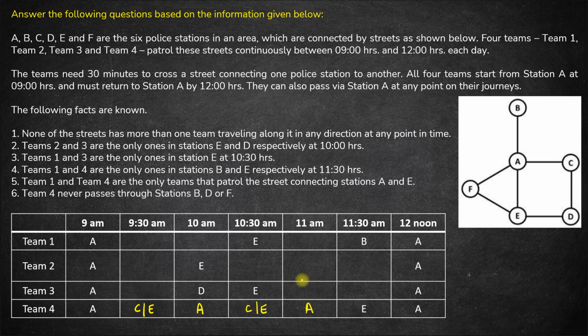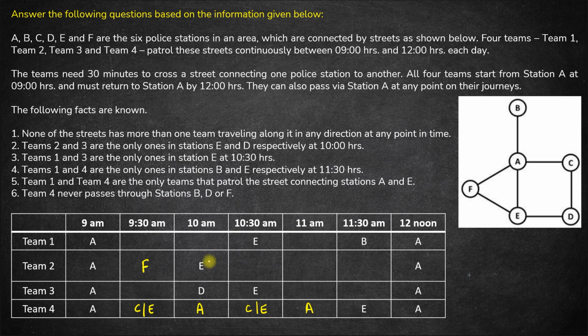Now team 2 starts from A and at 10 AM it goes to E. So it has to go to one more station and then go to E. How is it possible to go to E via just one station? That is only possible when you go via F. So this has to be F. So team 2 goes from A to F from 9 to 9:30, and from 9:30 to 10 it goes from F to E.